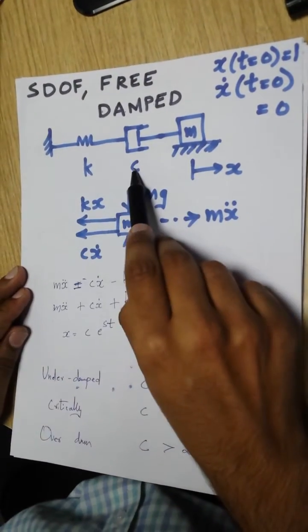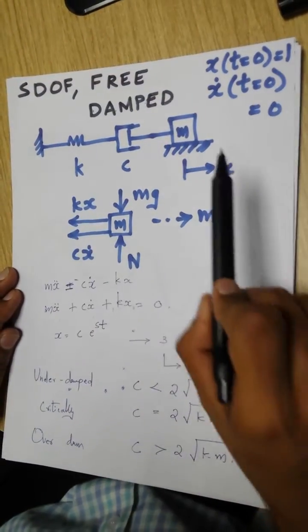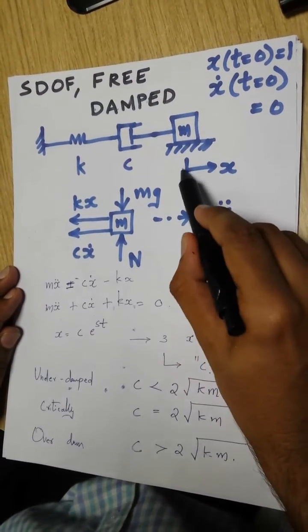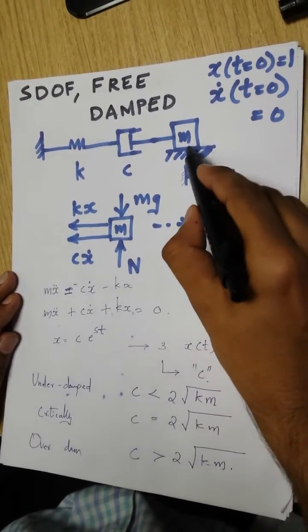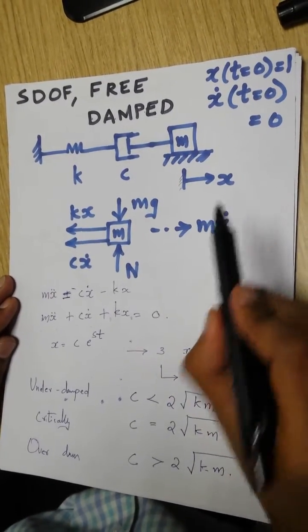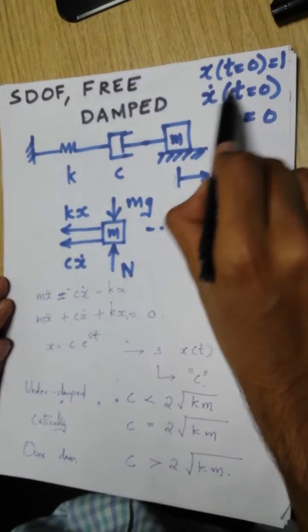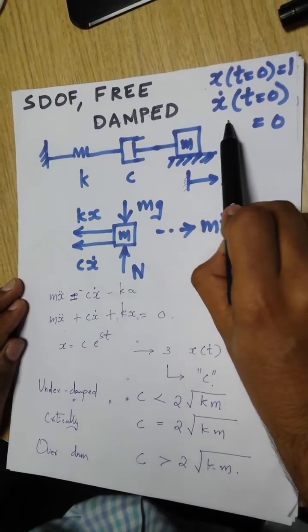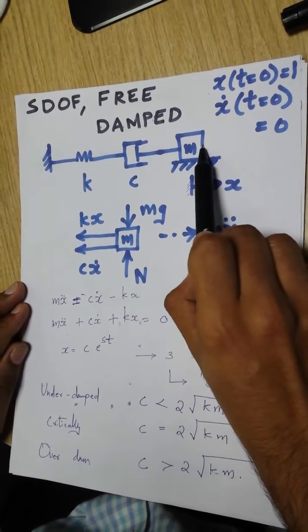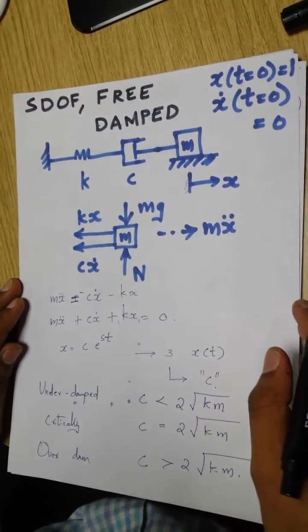Here you can see there is a damper with a damping coefficient C. There is a spring as well. Again, I'm fixing the coordinate system at the equilibrium position, which is most important. And again we have an initial disturbance in terms of initial displacement as well as initial velocity. There is no external force acting on the system. That's why it is called free vibration.